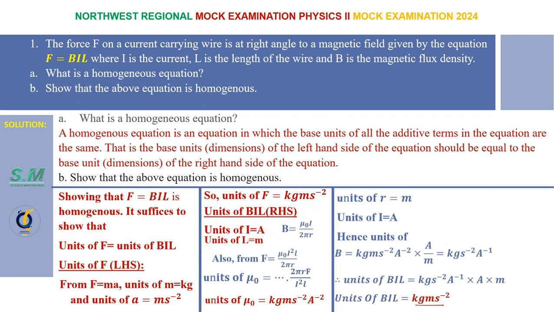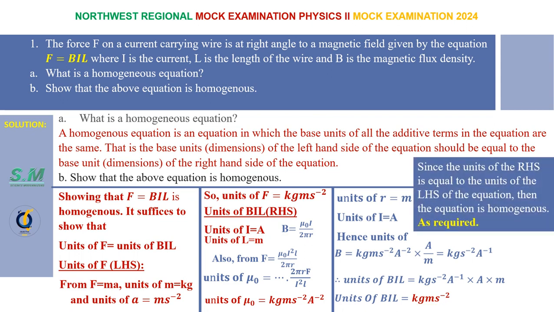We can conclude that since the unit of the right hand side is equal to the unit of the left hand side of the equation, then the equation is homogeneous as required. And that is all about question 1. Let's move to the next question.